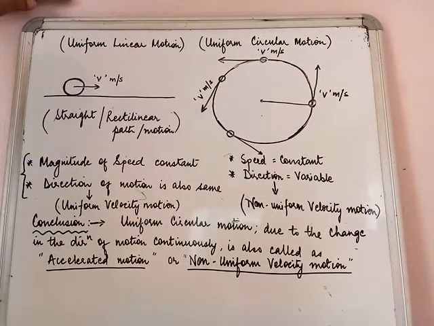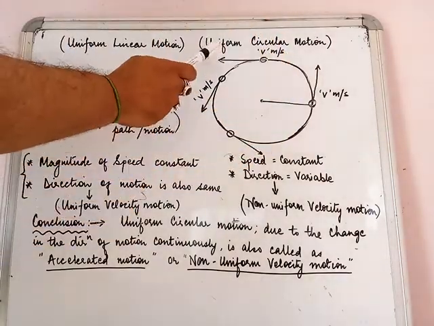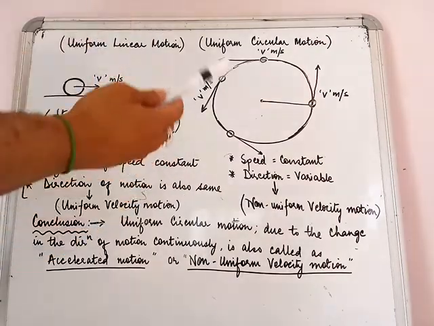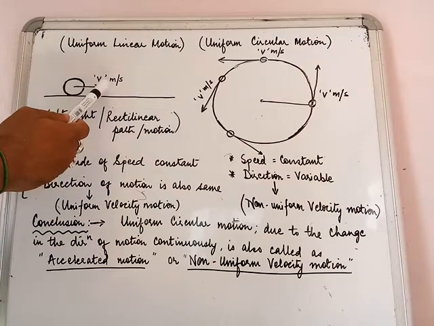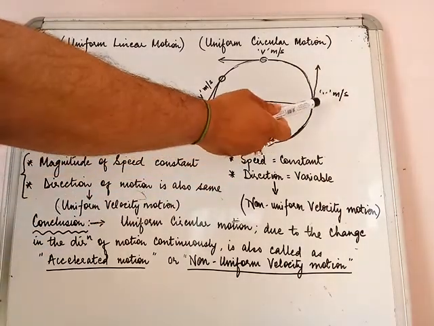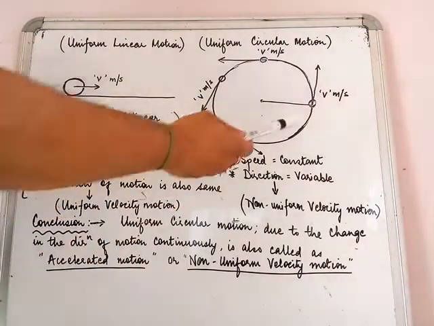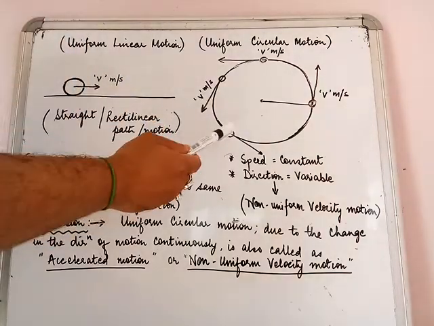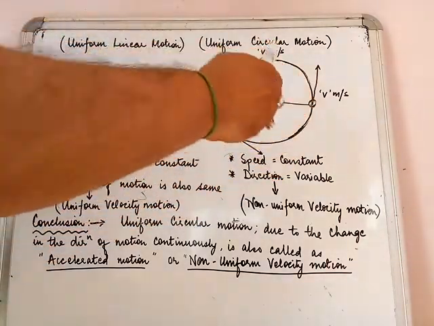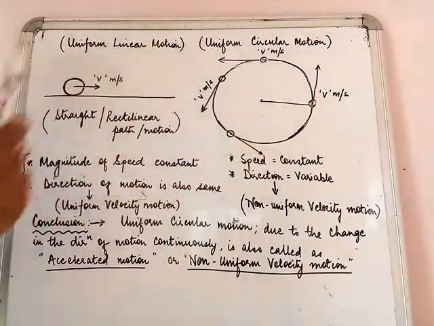Now have a look at this particular case, uniform circular motion. Obviously circular means moving in a circle and uniform means fixed or same. So let us check what things are same over here. Here also, for convenience, I have taken the speed or the magnitude of the velocity to be v meters per second. Throughout the motion the value or the magnitude of the speed is constant. So I have written over here speed is equal to constant.